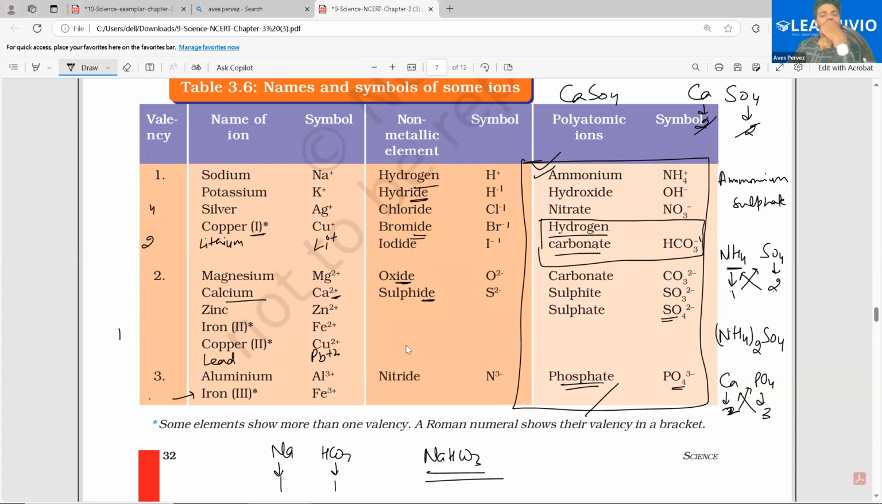You memorized it? Yes, I memorized. Close your eyes. What's the formula of ammonium ion? Sir, ammonium is NH4, valency +1. What is phosphate ion? Phosphate is PO4, and valency is minus, I think, 3. What is sulfite? And sulfate is also 4.